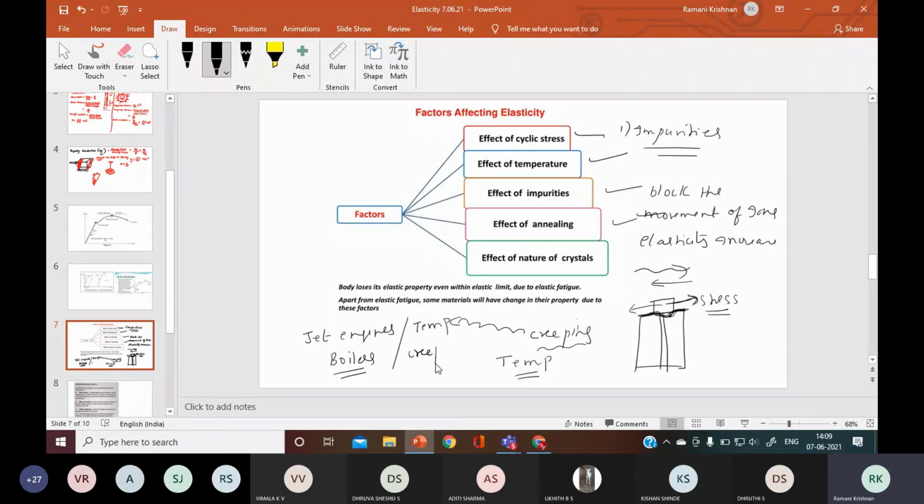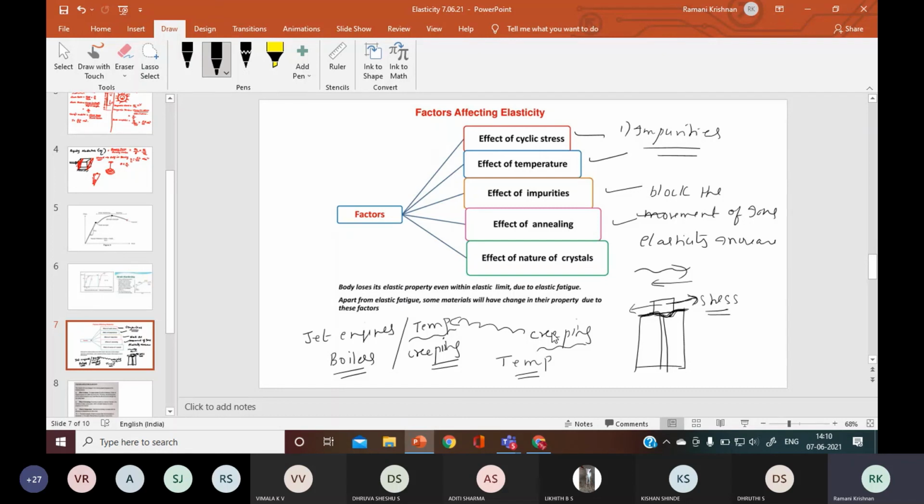So what is creeping? Creeping is the deformation the body undergoes due to continuous stress acting at some high temperature. So in general, stress decreases the elasticity of the material. Temperature also decreases the elasticity of the material.